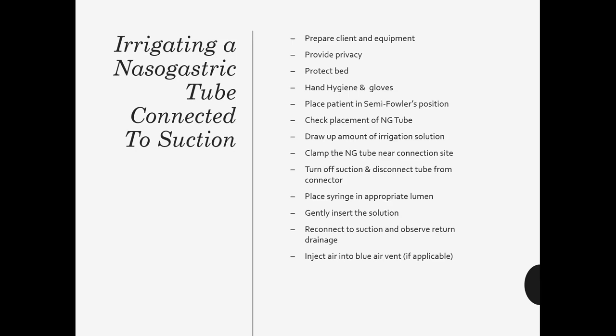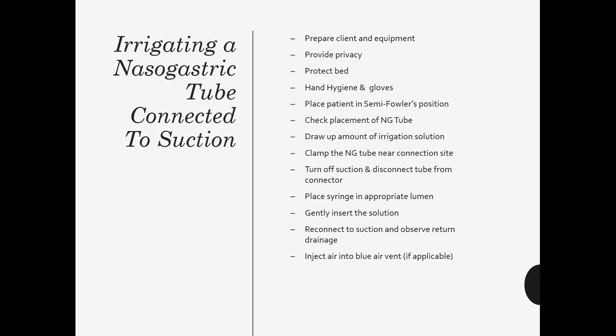So again, we're going to do all the things that we do before doing any kind of patient care. Prepare client and equipment, provide privacy, protect the bed with towels, pads, whatever, to protect it from getting anything on it. Hand hygiene and gloves. Patient should be in semi-Fowler's position. We're always going to check the placement of the NG tube.